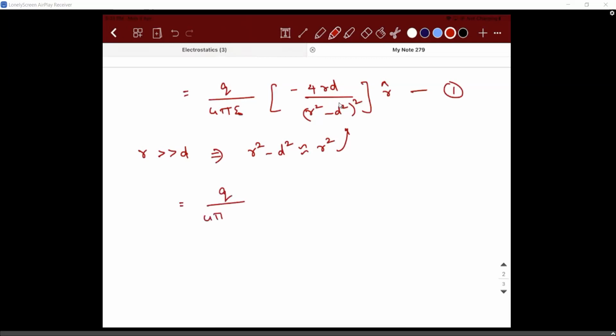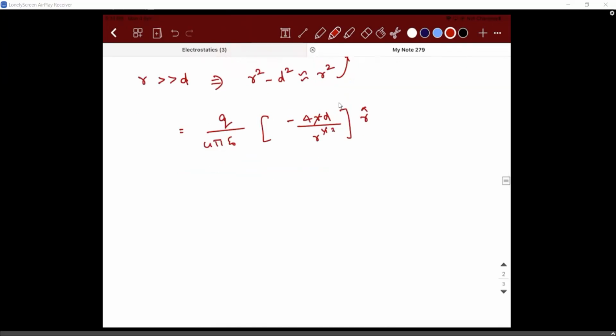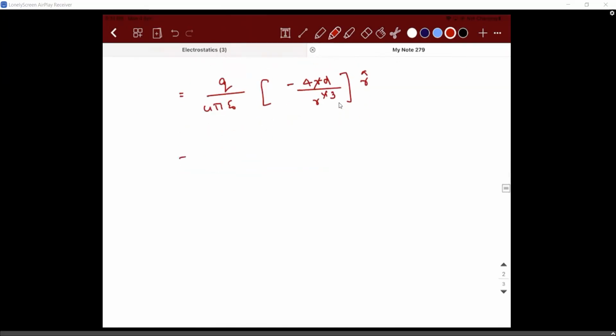Q divided by 4 pi epsilon naught into minus 4 into R into D, the whole divided by R square minus D square is R square. So R square, the whole square will give you R power 4, and you have an R cap. So R and this will get cancelled, right? Listen, I'm pushing this minus sign to this R cap itself. Then what will I have as the magnitude part? 4QD, right? Look at the way I'm writing: 2 into Q into 2D.